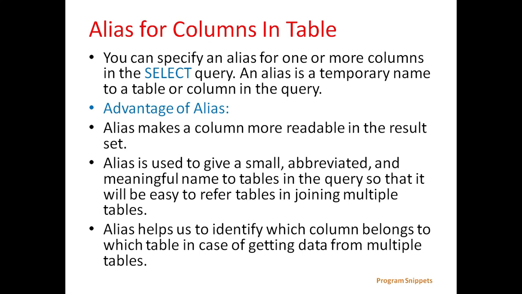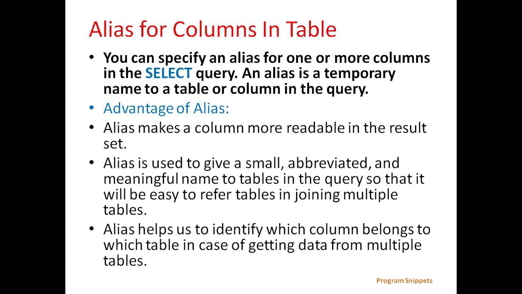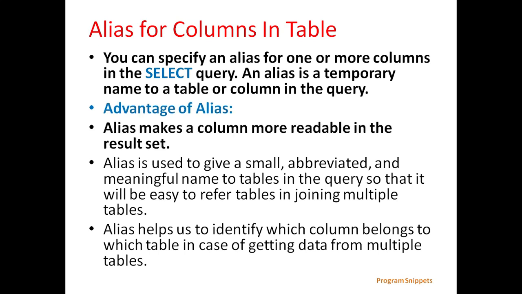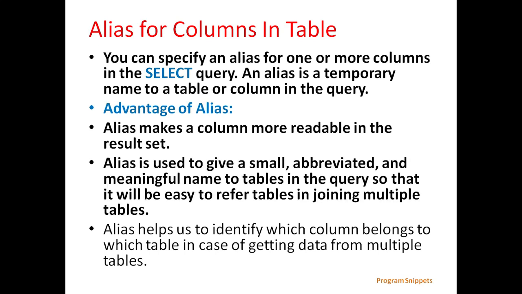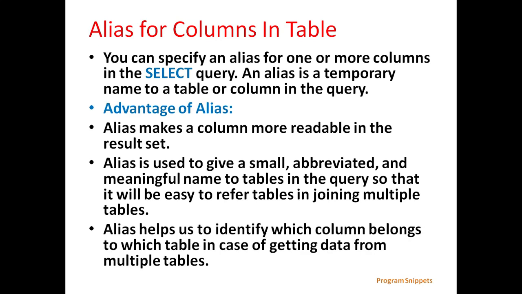Next is alias for columns or tables in the database. You can specify an alias for one or more columns in the select query. An alias is a temporary name for a table or column in the query. Different advantages of using alias are: it makes a column more readable in the result set. Alias is used to give a small, abbreviated and meaningful name to the tables in the query so that it will be easy to refer to tables when joining multiple tables. It also helps us identify which column belongs to which table when getting data from multiple tables.